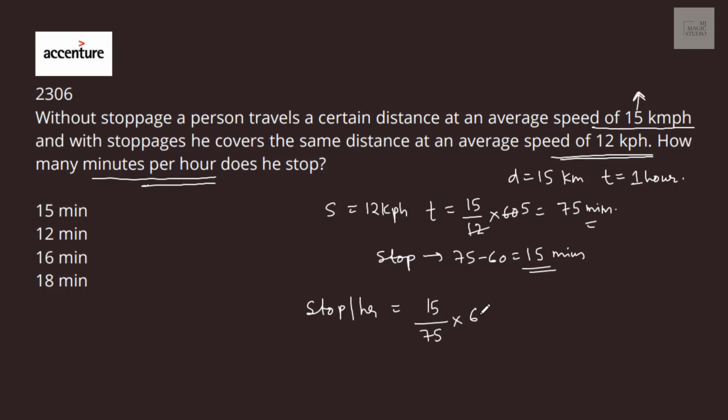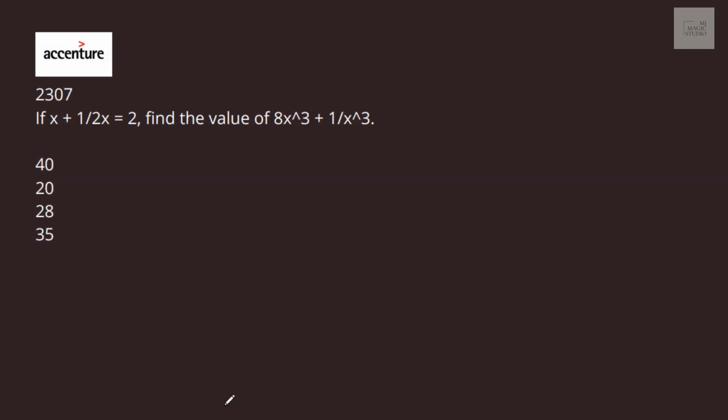In a journey of 60 minutes, what is the stoppage time? 15 by 5, and this is 12. 12 minutes per hour is the stoppage time for this person. Answer is 12 minutes, that is in option B.